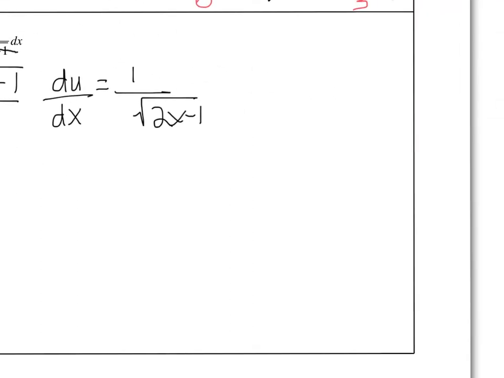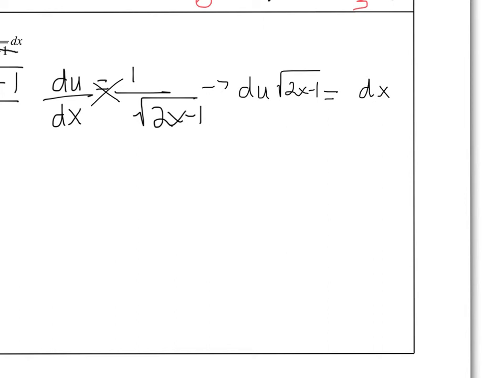So let's go ahead and do a little bit of algebra. I'm just going to cross multiply to solve for dx ultimately. If I multiply both sides by dx, I'll get a dx over here. And if I multiply both sides by root 2x minus 1, that will show up right here. When I cross multiply, yes, that is all correct. And now this is exactly equal to dx.